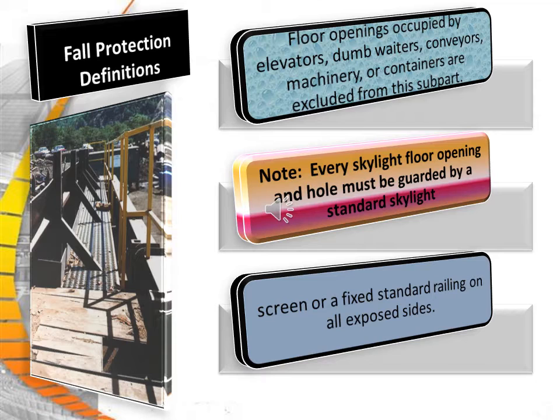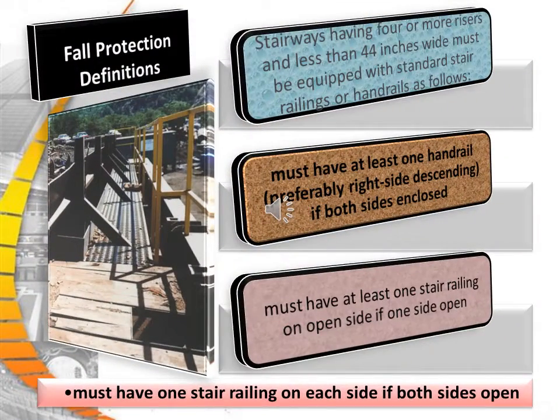Every skylight opening and hole must be guarded by a standard skylight screen or a standard railing on all exposed sides. Stairways having 4 or more risers and less than 44 inches wide must be equipped with standard stair railings or handrails. They must have at least one handrail, preferably on the right side descending, with both sides enclosed.